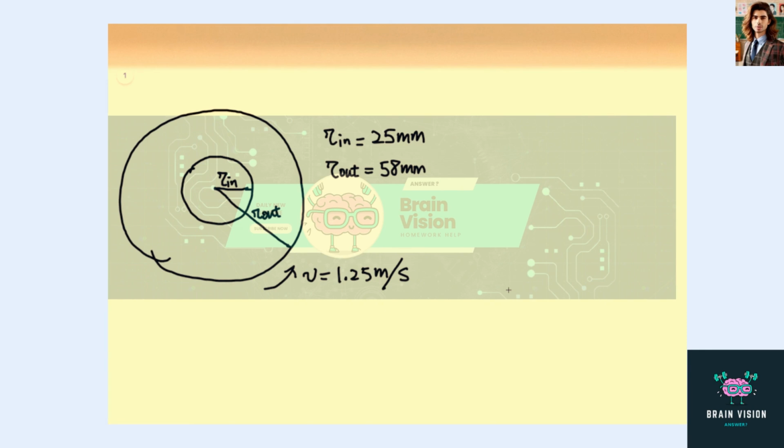After reading the problem, we know that the object we are studying here is a spinning ring with inner radius of 25 millimeters and the outer radius is 58 millimeters. Also, we are told that the linear velocity of this ring is a constant. It's 1.25 meters per second.